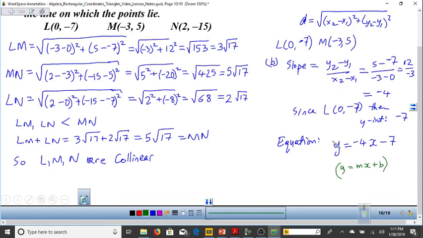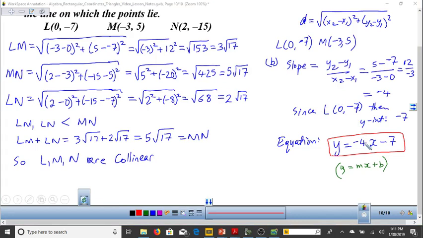That's the line that has all 3 points. If you plug in 0 for the x-coordinate, you will get negative 7 for the y. If you plug in negative 3 for the x-coordinate, you will get 5 for the y. So let's take a look at that. Negative 3 times negative 4 is 12. 12 minus 7 is 5.